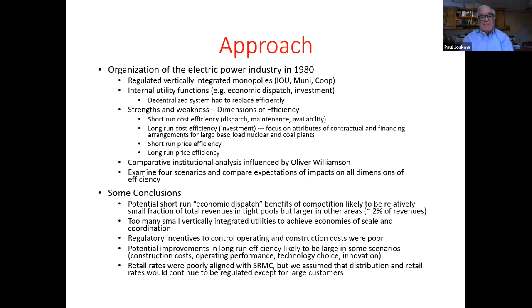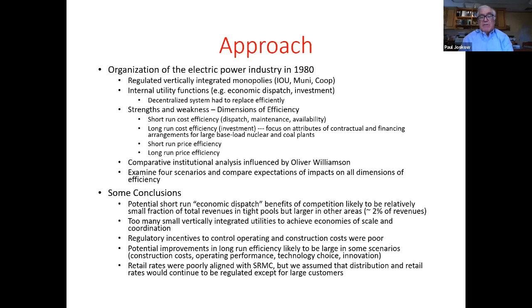We looked at the strengths and weaknesses of the existing system in terms of short-run efficiency, the economics of dispatching, maintaining, and making generators available, long-run cost efficiency, primarily investments, controlling construction and financing costs. We looked at price efficiencies and inefficiencies and long-run price efficiencies and inefficiencies. And as I said, it's a comparative institutional analysis. It starts from where we were, and then it's going to explore a variety of alternative institutional arrangements and what we expect the consequences would be in terms of the efficiency metrics that we discussed in the first third of the book or so.